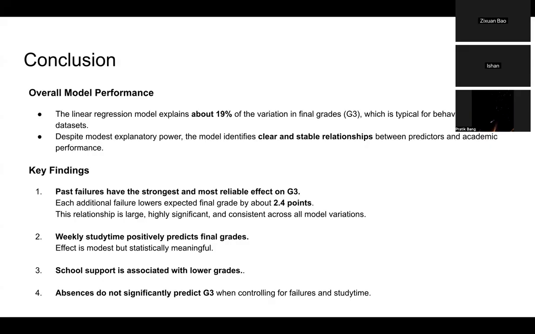School support is associated with lower grades, which likely reflects that support is given to students who are already struggling. Finally, absences do not significantly predict G3 once failures and study time are accounted for. Overall, the model highlights the importance of academic history and consistent study habits in shaping students' outcomes.